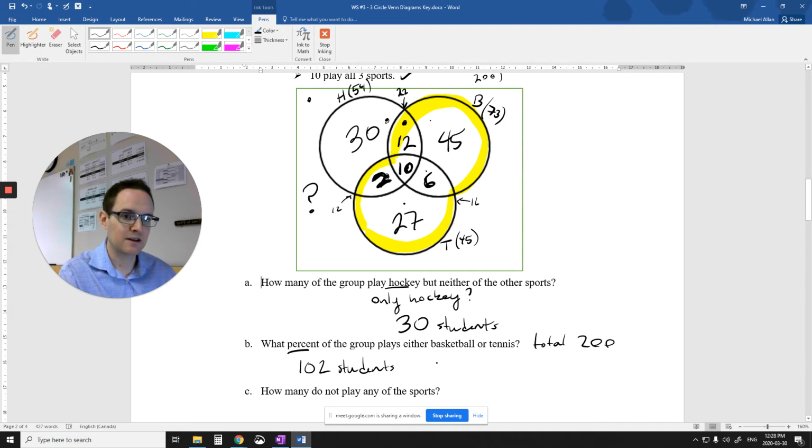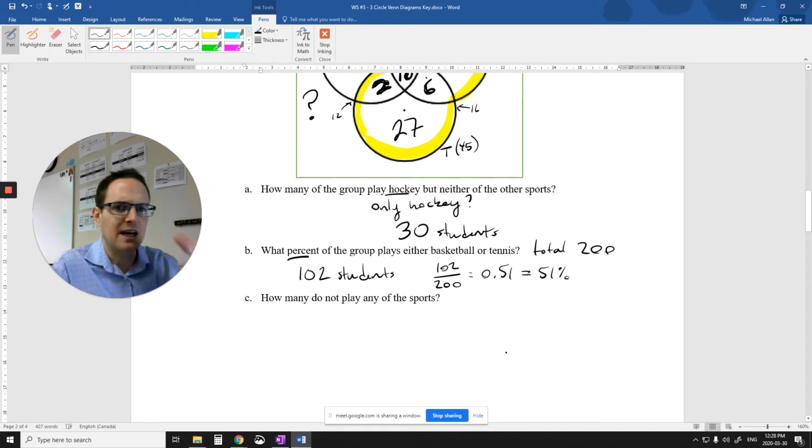Now, then what I do here is I go 102 divided by 200 to get a percentage. So this ends up being 0.51, which is 51%. And we just times it by 100 to turn it into a percentage.